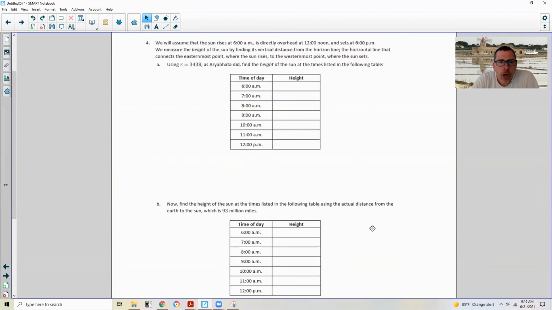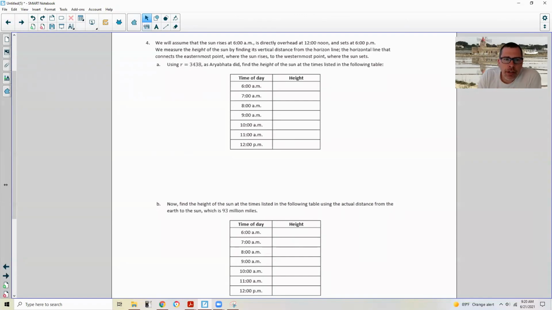So number 4, we will assume that the sun rises at 6 a.m., is directly overhead at noon, and sets at 6 p.m. We measure the height of the sun by finding its vertical distance, jya, from the horizontal line. The horizontal line that connects the easternmost point where the sun rises to the westernmost point where the sun sets. Using R equals 3,438, as Aryabhata did, find the height of the sun at the times listed in the following table.